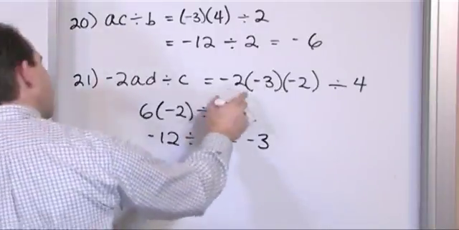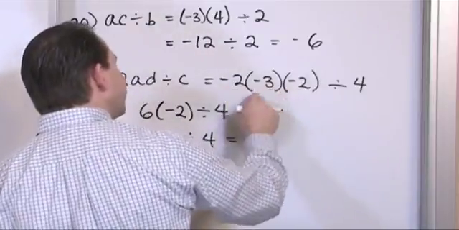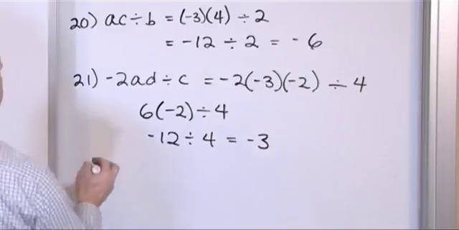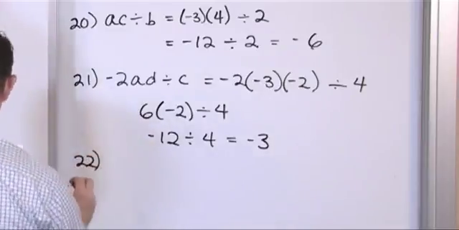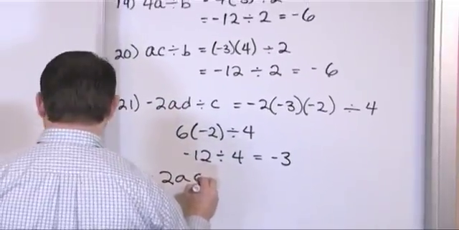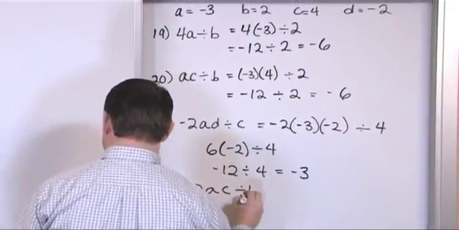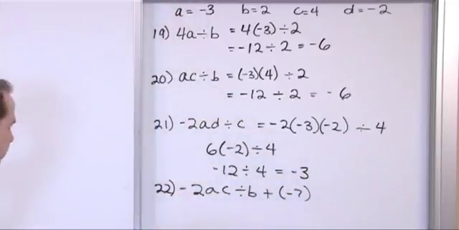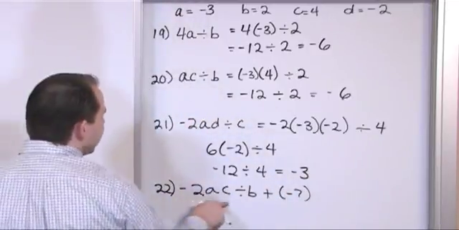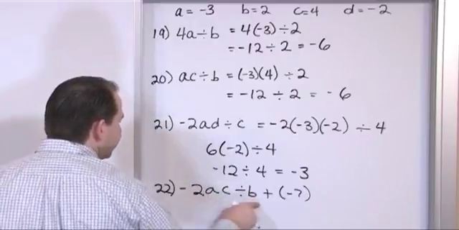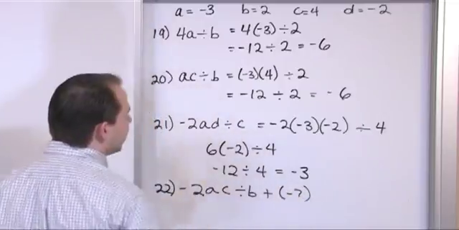So go one step at a time. Work on 2 at a time. Never try to multiply these in your head. Eventually, you'll make a mistake if you do that. Let's do one more, kind of a lengthier one. Negative 2 times A times C divided by B plus negative 7. So you see what we have here, multiplication, negative 2 times A times C divided by B, so multiplication and division, and then plus negative 7.